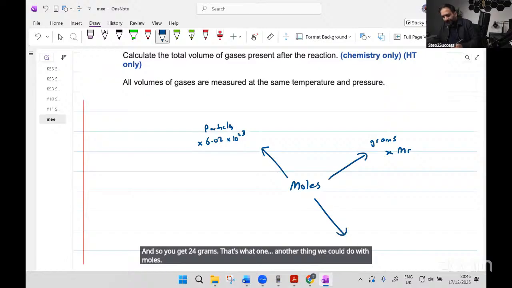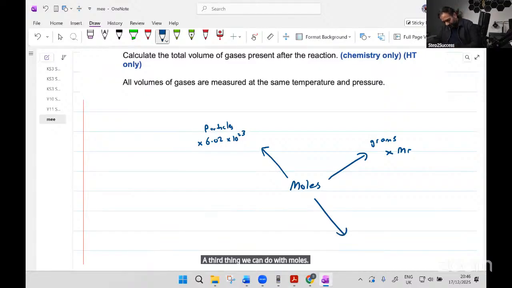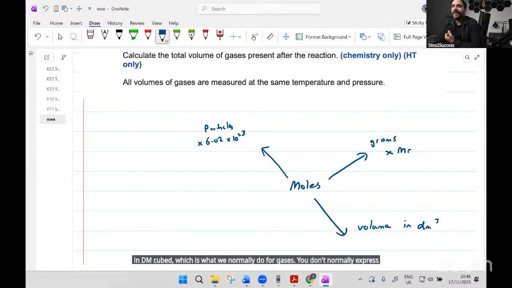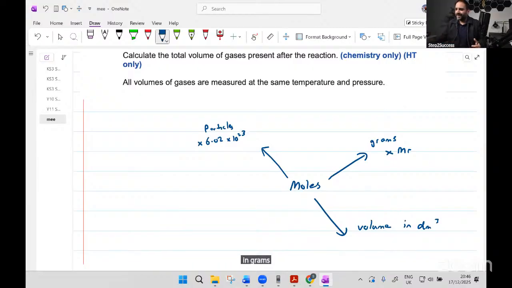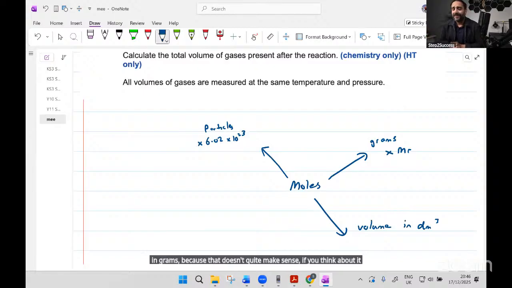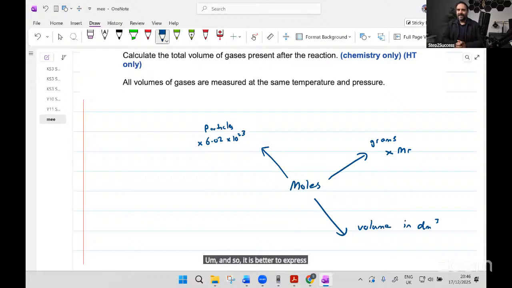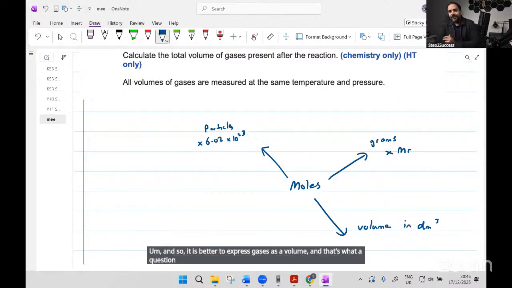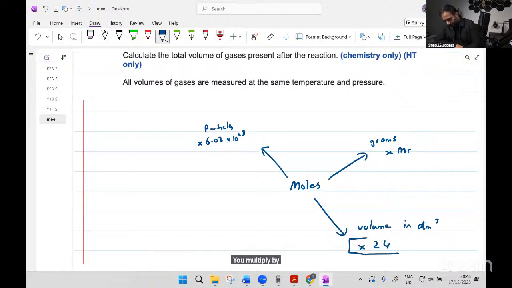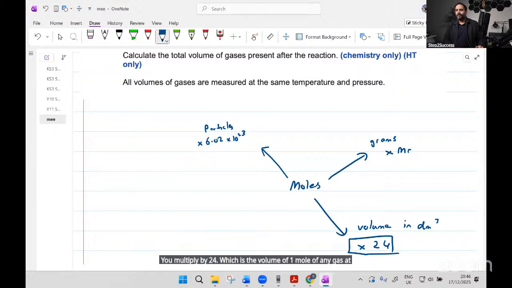A third thing we can do with moles is turn it into a volume in dm cubed, which is what we normally do for gases. You don't normally express gases in grams because that doesn't quite make sense if you think about it, because you can't weigh a gas in that same way. It is better to express gases as a volume, and that's what a question often asks you to do. To turn the number of moles of any gas into a volume, you multiply by 24, which is the volume of 1 mole of any gas at room temperature.